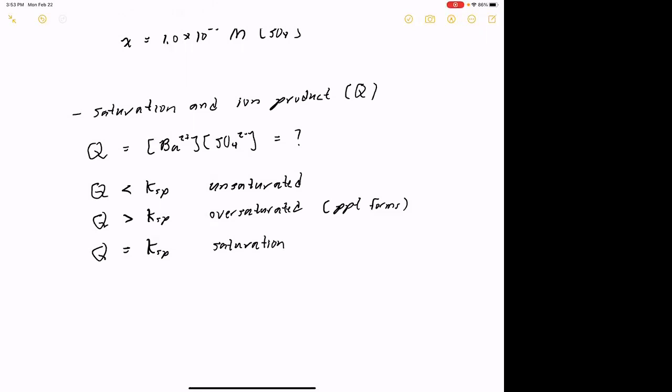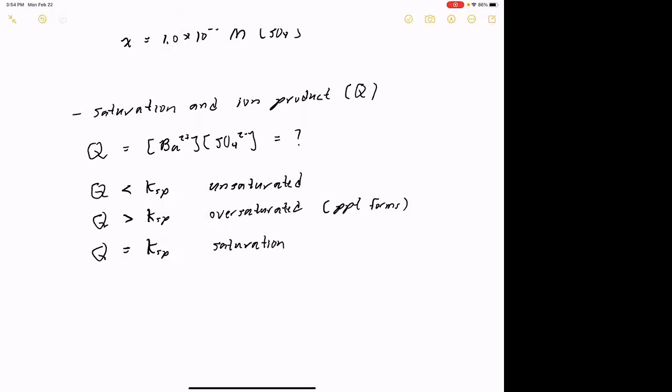Okay, so we can use Q as a means of calculating in advance whether or not we have a precipitate, just by comparing my given Q to my KSP. Okay, so that's what I mean by unsaturated, oversaturated, or right at the point of saturation. Does that make sense to everybody? Any issues there?